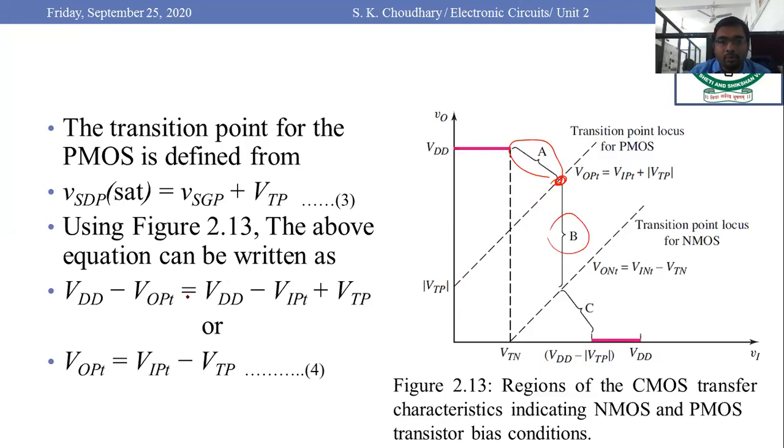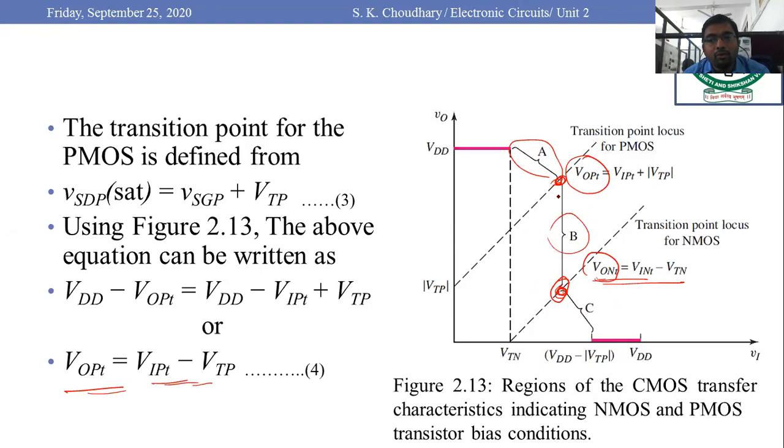We define the transition point as VOPT equal to VIPT minus VTP, or plus mod of VTP, because VTP is a negative quantity. Similarly, when NMOS shifts from saturation to non-saturation, from region B to C, we define another transition point, VONT equal to VINT minus VTN. These two, VONT and VOPT, are called the critical voltages. These are the output voltages at the transition points, which we have to find out according to our numerical question.